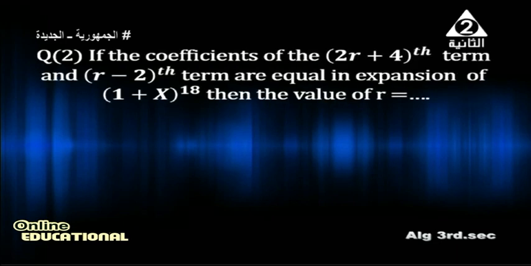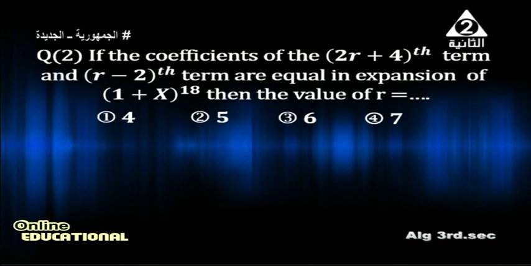If the coefficients of the term of order 2r plus 4 and the term of order r minus 2 are equal in the expansion of (1 plus x) to the power 18, then the value of r equals what? Choose the correct answer: 4, 5, 6, or 7.